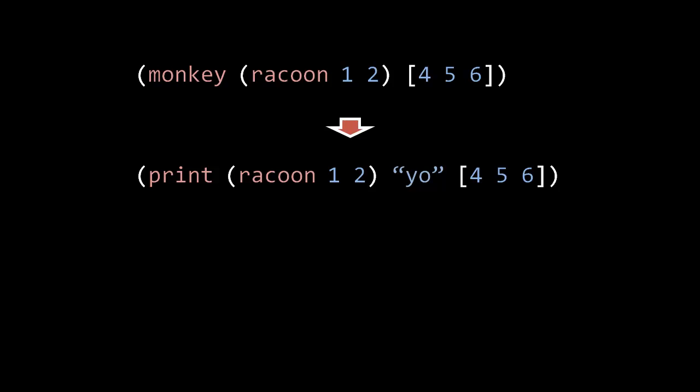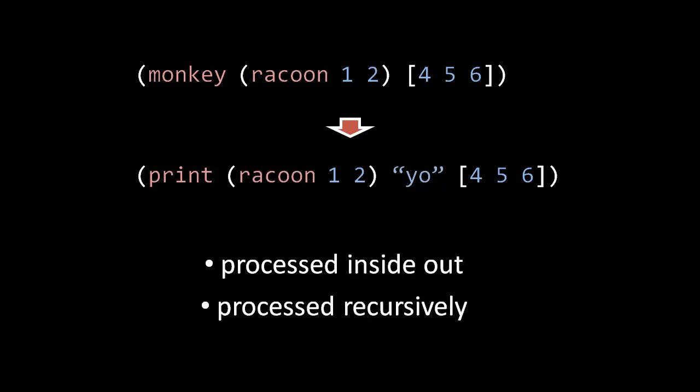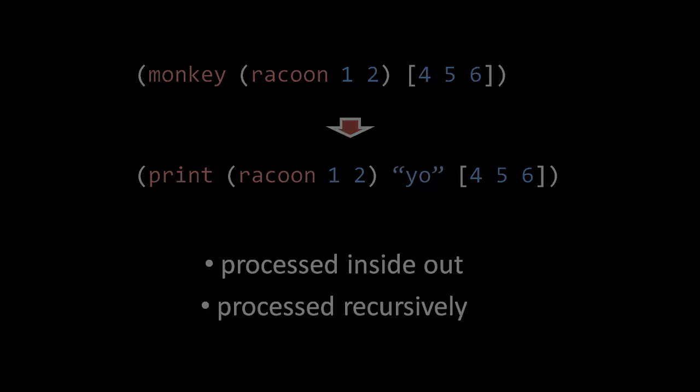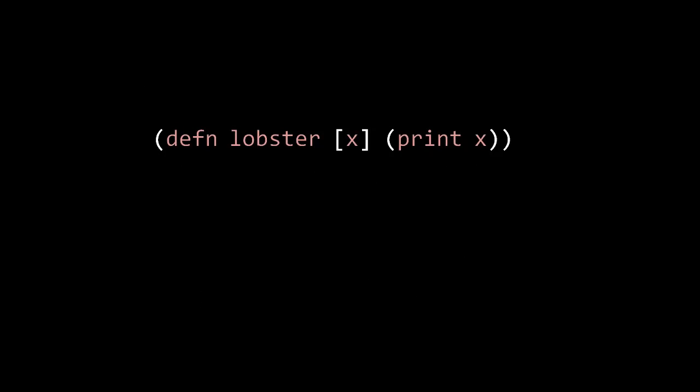It's also important to understand that macros are processed first inside out. That is, say here that monkey and raccoon were both macros. Well, because monkey is the outer one, that's the one that's going to get processed first. But macros are also processed recursively, meaning that if there are any macro calls in what gets returned by a macro, then they get processed too. So here in what gets returned from the macro monkey, raccoon might also be a macro, and that will get processed in turn.